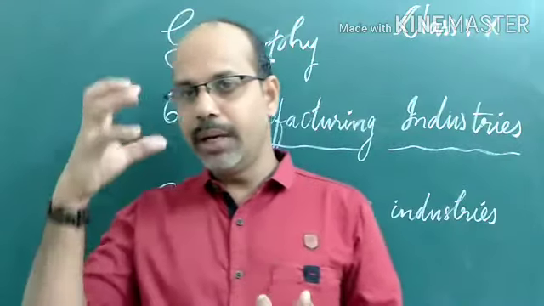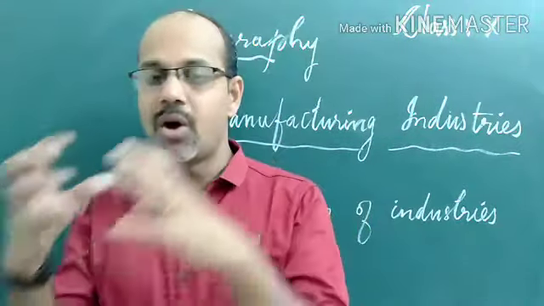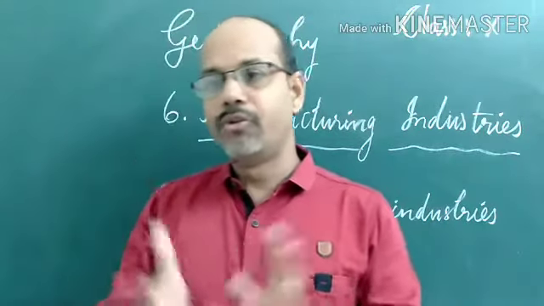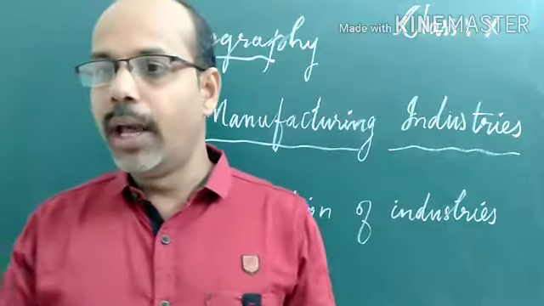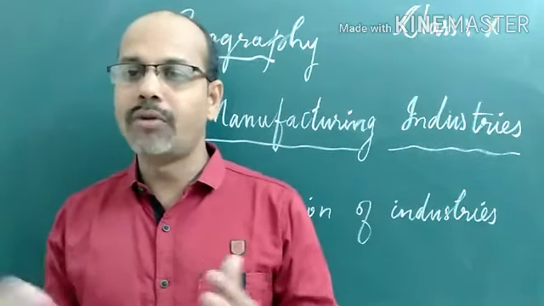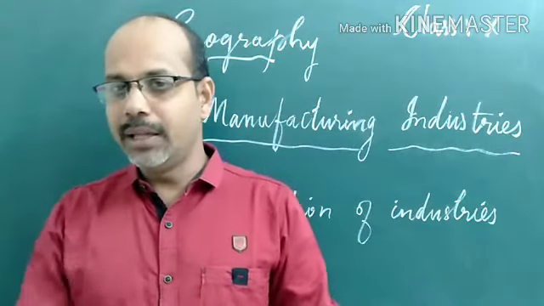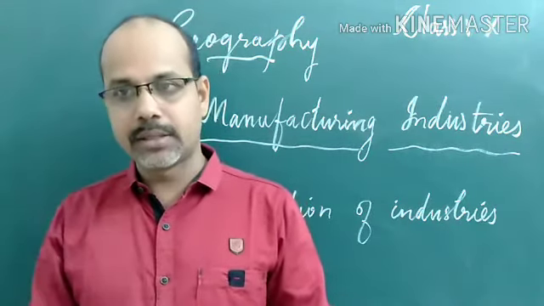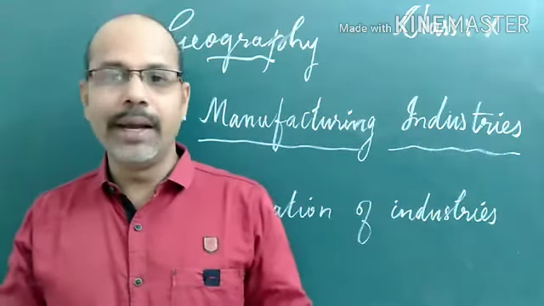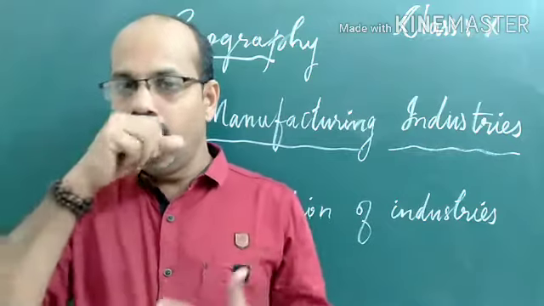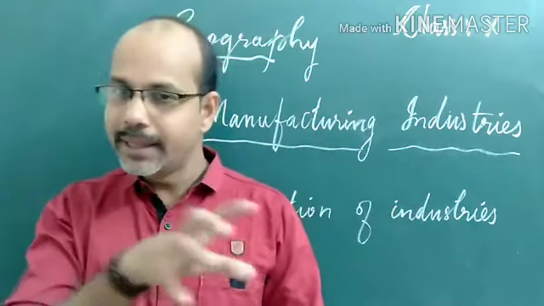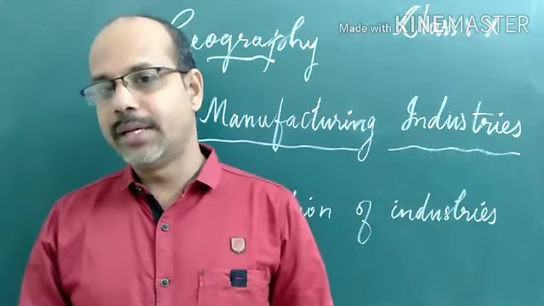So agro-based industries are based on agriculture. For example, cotton, woolen, jute, silk textile, rubber, sugar, tea, coffee, edible oil, etc. These are all agricultural products. So agro-based industries are the cotton industry, woolen industry, silk industry, rubber industry, etc. These are all based on agricultural products, so they are called agro-based industries.